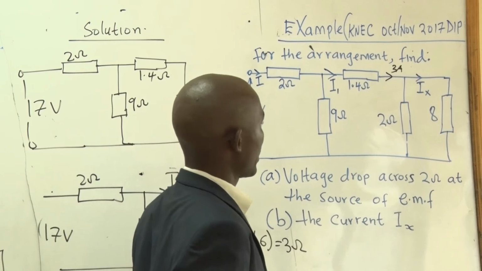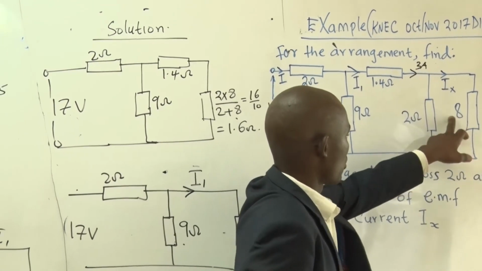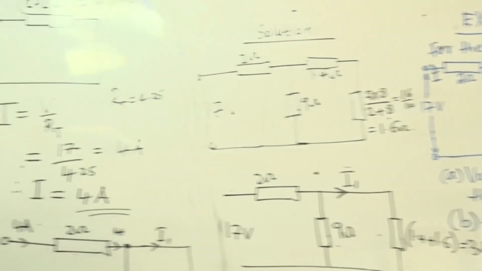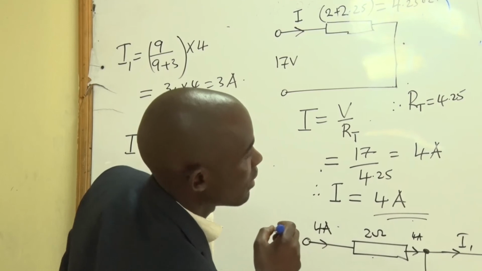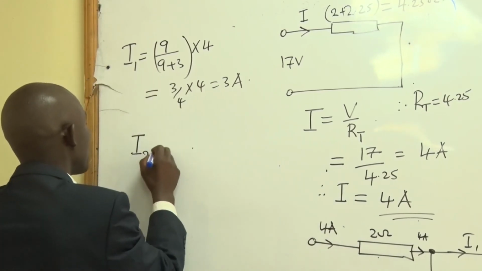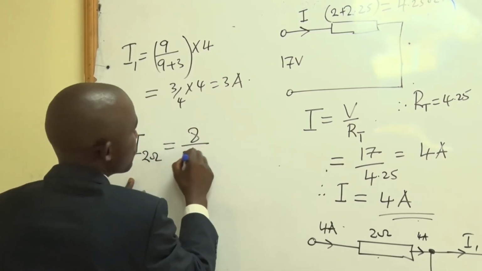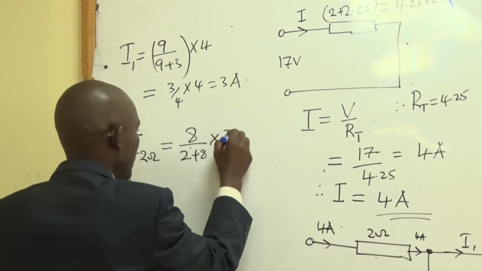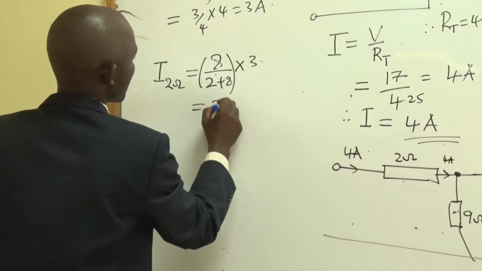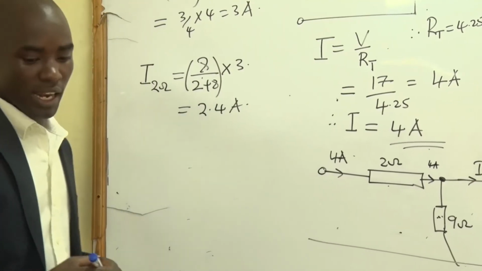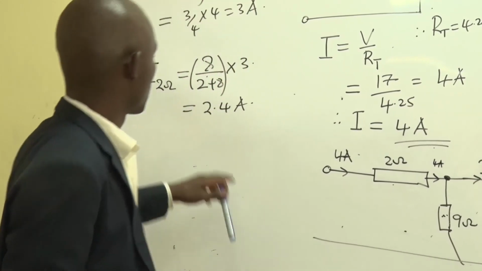And we have said according to the current divider rule, current will divide. What we are interested in is the current passing through this branch, so you use the other resistor. The current passing through the 2 ohm resistor will be equal to 8 divided by 2 plus 8 times 3. This will be equal to 24 over 10. This current becomes 2.4 amperes. So the current flowing across that particular point is 2.4 amperes.